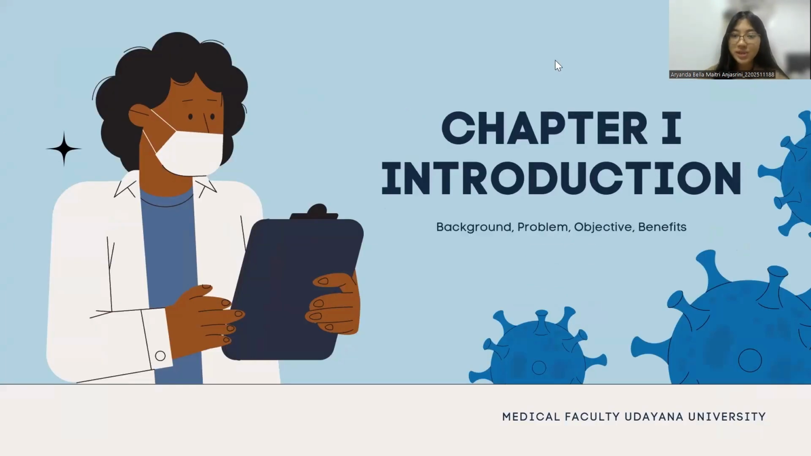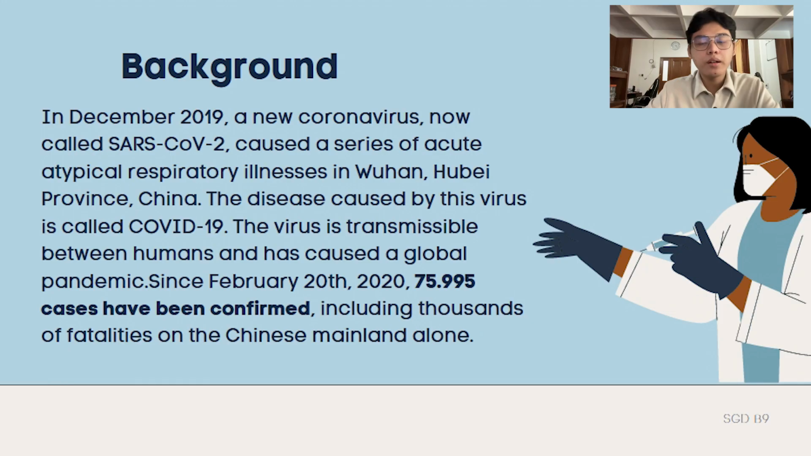Firstly, we'll start from chapter 1. Hello everyone, my name is Gede Vivekananda Rusdi with student ID number 22025111190, and I'm a member of group B9. In this opportunity, I would like to present the background of our student project, entitled Antiviral Agent for Management of COVID-19. So let's start with the background.